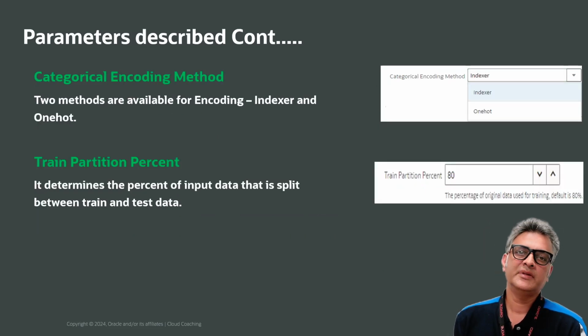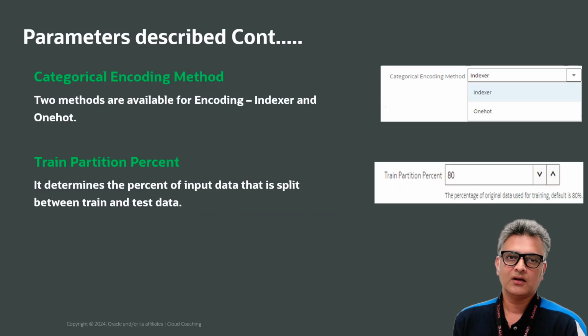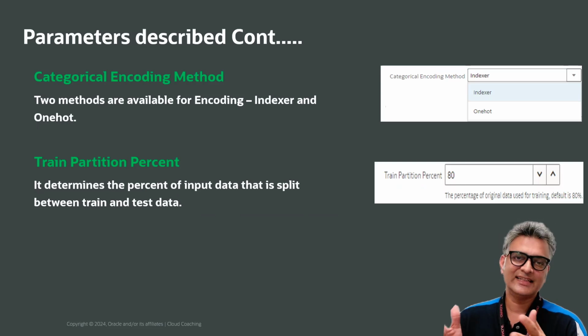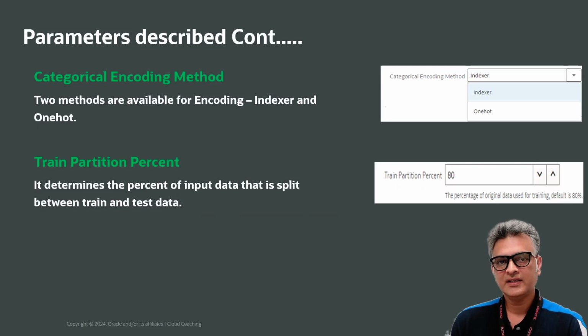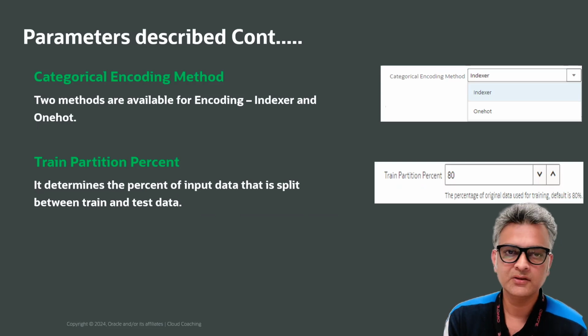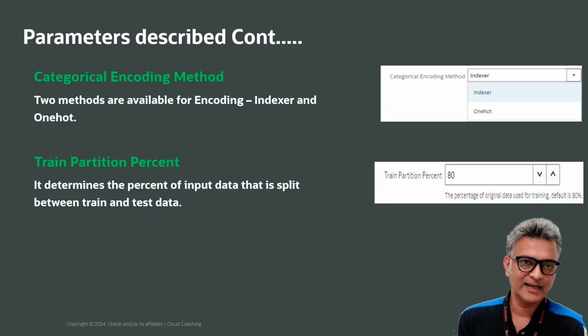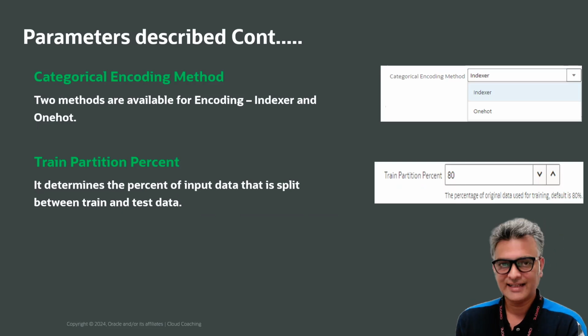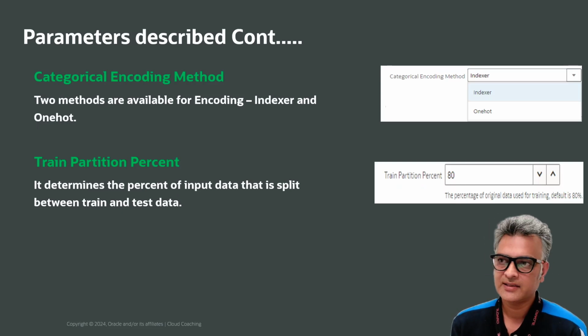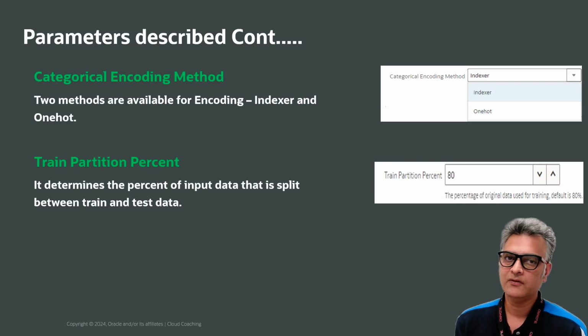Now when a machine learning model is built, even if you have, say, text data in columns, it will always try to convert it into numerical values and then build a machine learning model using those numerical values. So this is what we call the categorical encoding method. This parameter determines how we will do the encoding of the categorical or the text columns within the data set, and then we will do the machine learning model building. Now for encoding method, we have 2 values available, indexer and one hot.